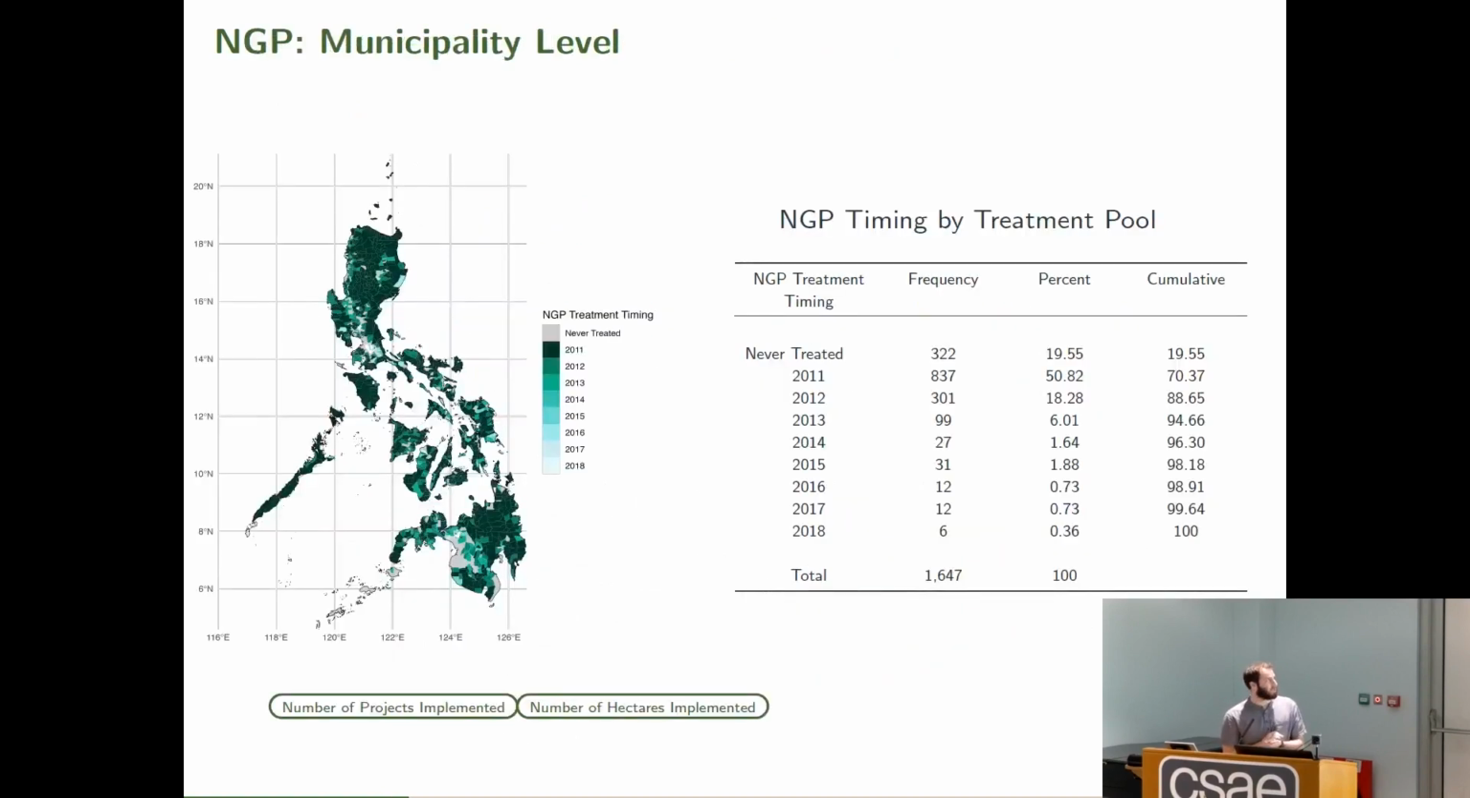Okay, so here's the spatial variation and the phased-in timing design that we're going to exploit in this paper. This is at the municipality level. The never treated are municipalities that will never receive this program. About 20% of the sample are the control. In 2011, 50% of the sample will receive this program, at least one tree planting inside its boundary, and then it will phase in after this.